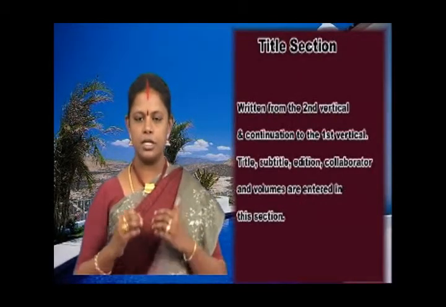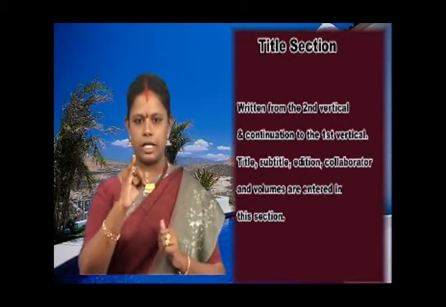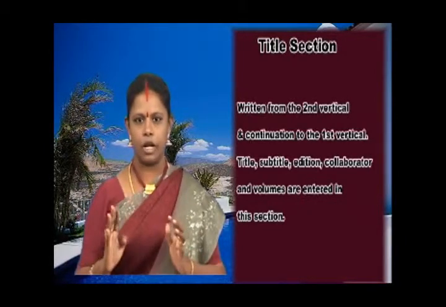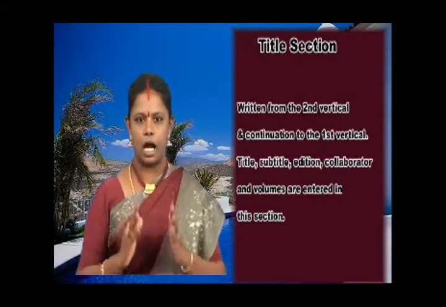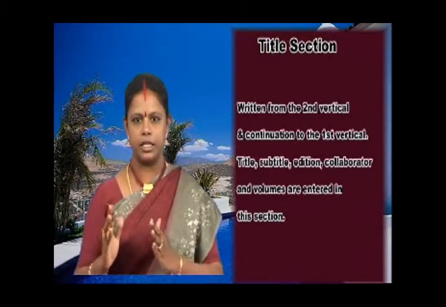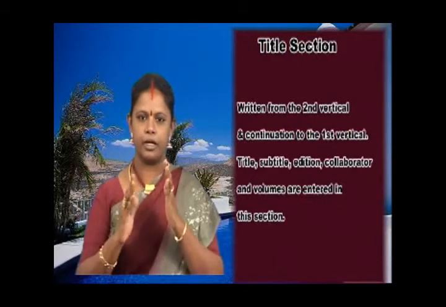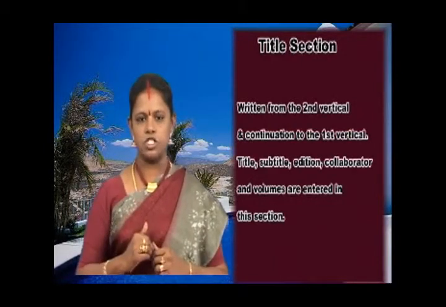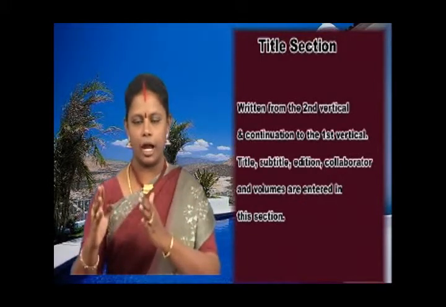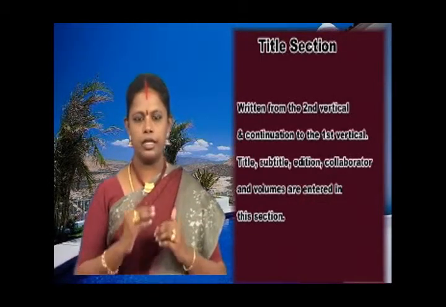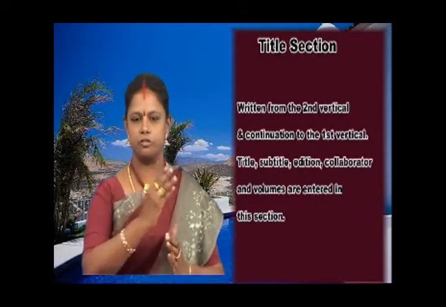The next one is our title section. This section consists of 5 parts: title, subtitle, edition, collaborator and volumes. Title is written by omitting the articles a, an or the if it is in the beginning. Subtitle is written as such, preceded by a colon. And when it comes to the edition, there are 2 informations in the edition: name of the edition and number of the edition. The number is written after the word ed, whereas the name is written before the word ed.